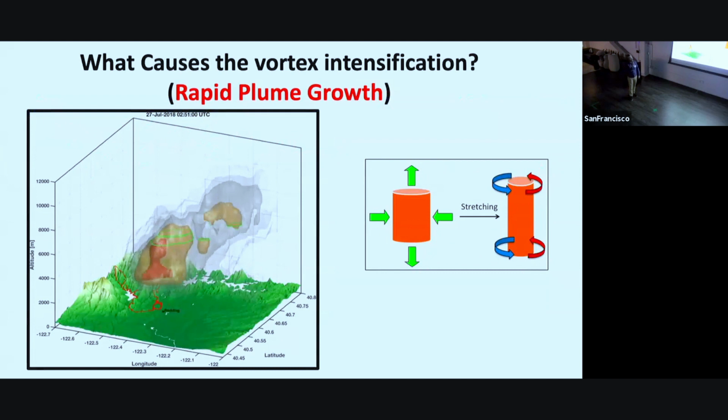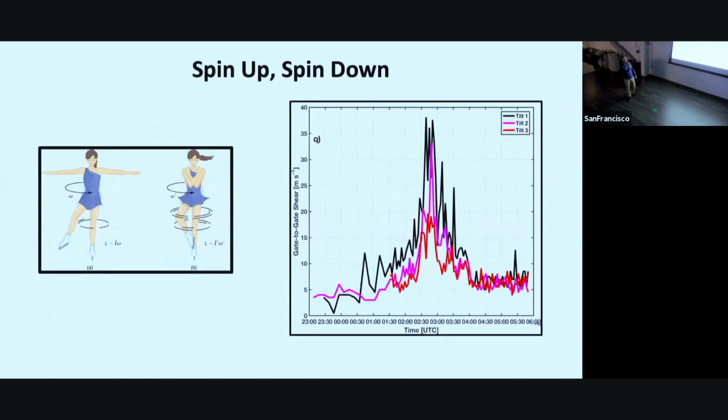Well, it happens through something called vertical stretching, or in this case, rapid plume growth. And what we're looking at here is a radar rendering of the evolution of this wildfire plume as it rockets from about 6 kilometers up to 12 kilometers. As that happens, it stretches out a column of the atmosphere, which is very similar to what a figure skater is doing. They conserve their angular momentum and start spinning faster. And it gives us an exponential growth rate, which is what you see on the right there for the sense of rotation. What does that look like on the ground?